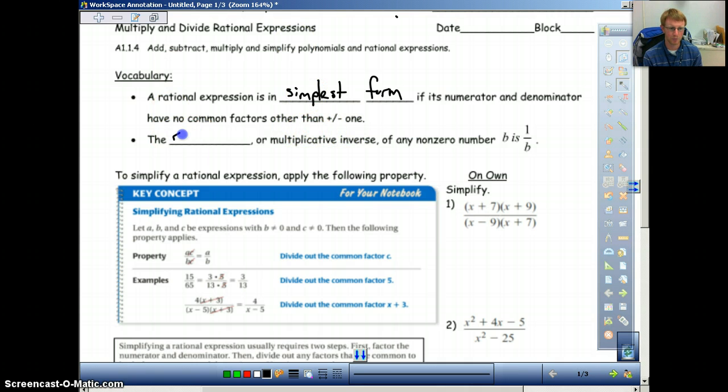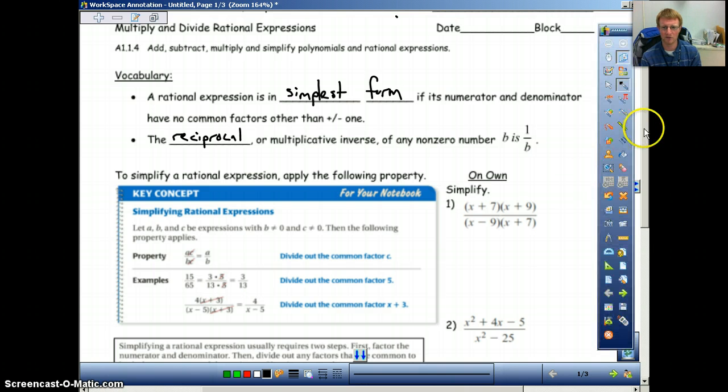Okay, and then the reciprocal, that's our other definition. We've seen this before. The multiplicative inverse of any non-zero number b is 1 over b. Okay, and that is important when we divide. So right now we're going to talk about multiplying rational expressions.